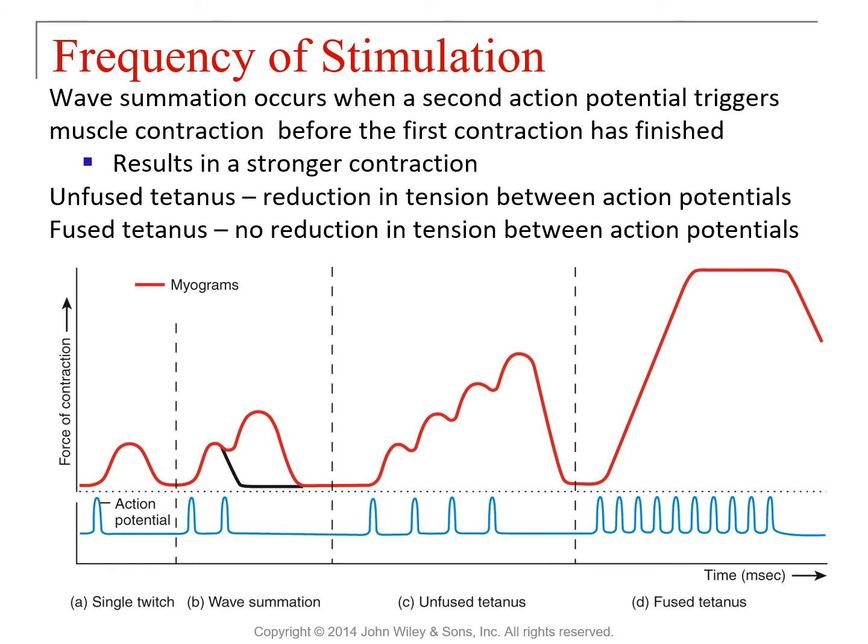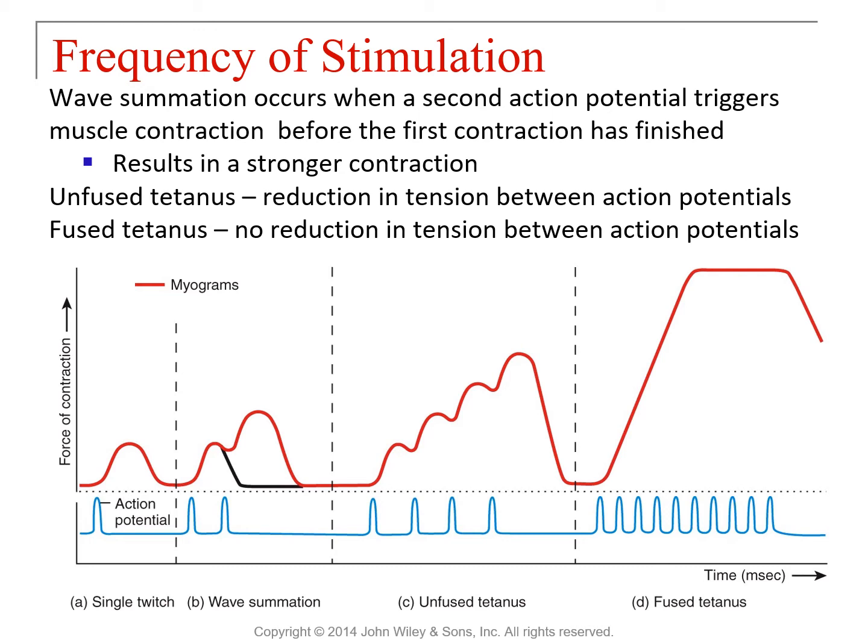So the next thing we're going to talk about is frequency of stimulation. And here is something that's called wave summation. Wave summation is going to happen when a second action potential triggers a muscle contraction before the first contraction has finished. I want to remind you that an action potential lasts about 2 milliseconds and a twitch contraction lasts about 20 milliseconds. So there's plenty of time for a second action potential to come in before the twitch contraction has actually finished.